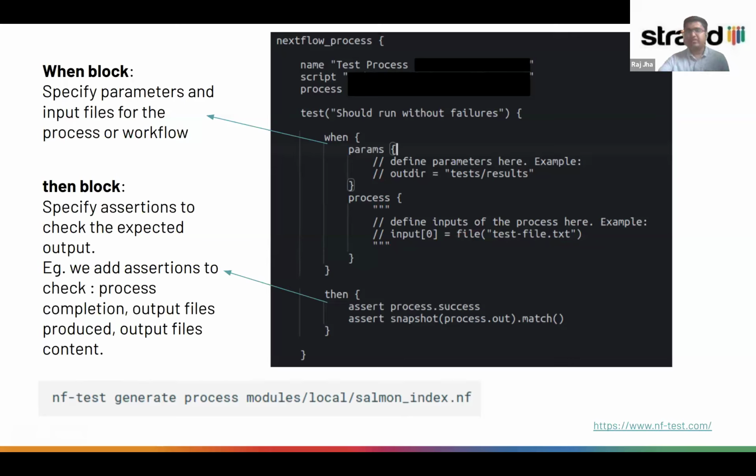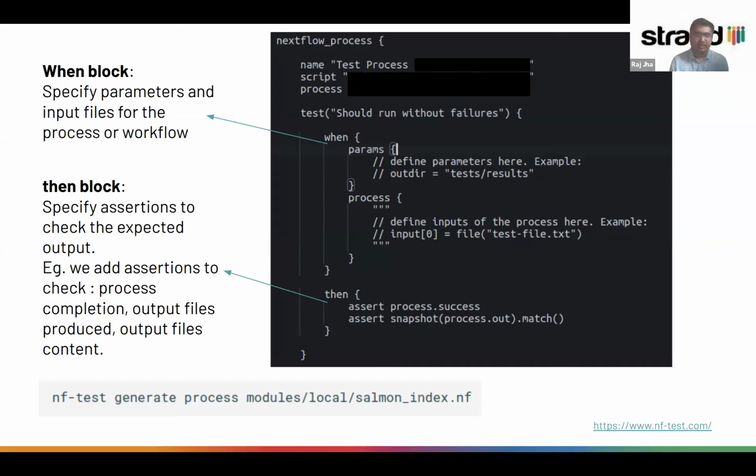Once you have given your parameters, then comes the then block where you will just put your assertions. So here we are just asserting for the process to be a success. If you want, you can go up to very granular levels where, for example, if your process was generating two PNGs, right, and you want to test that it is still generating only two PNGs. If your process is generating three PNGs, it will tell you that it is generating three PNGs in place of the two that you had specified, right? So that is the level that you can go.